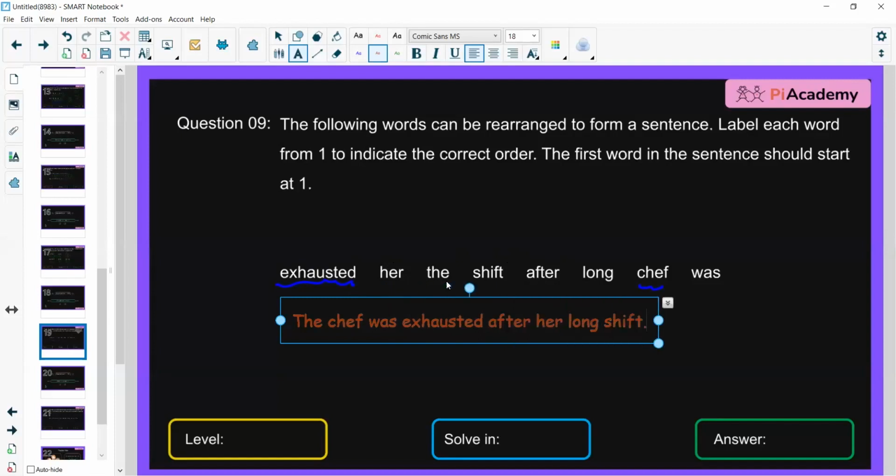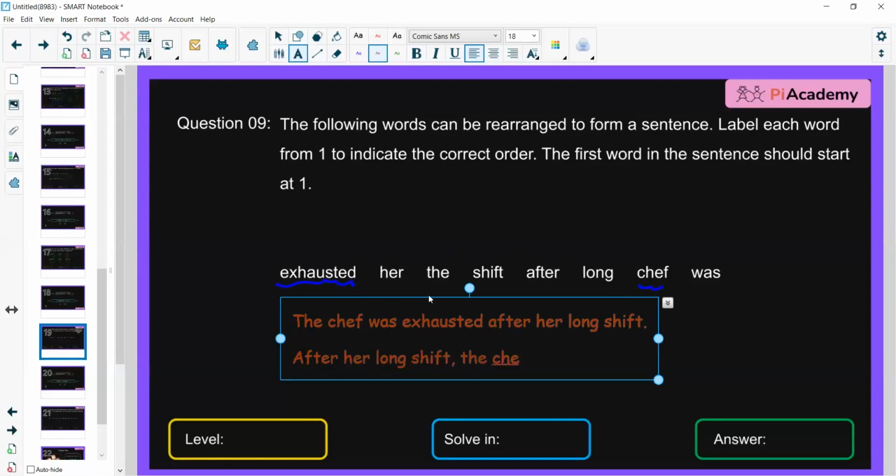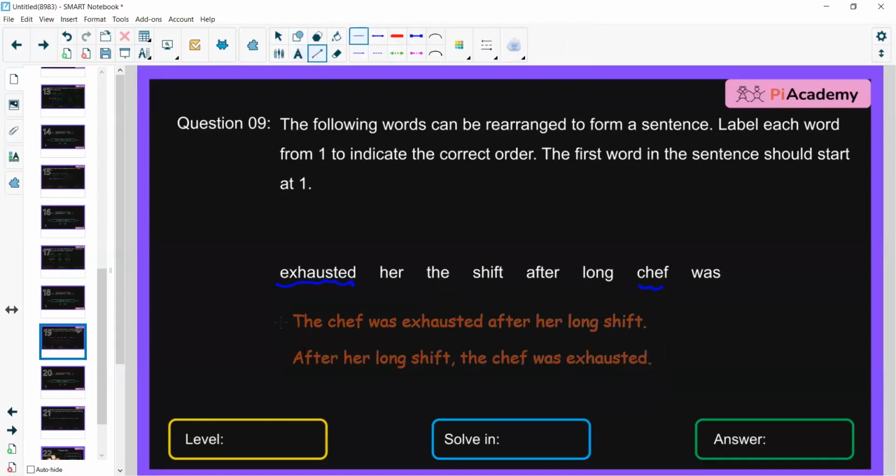Make sense? Yes. So the chef was exhausted after her long shift. Okay. You can also write it in another way. After her long shift, the chef was exhausted. But still, if you try to compare the first and second sentence, which one makes the better sense? Of course, the first one makes the better sense, right? So, it's better to go with the one which is giving you a more confident sentence. Okay. So this one is the correct answer.